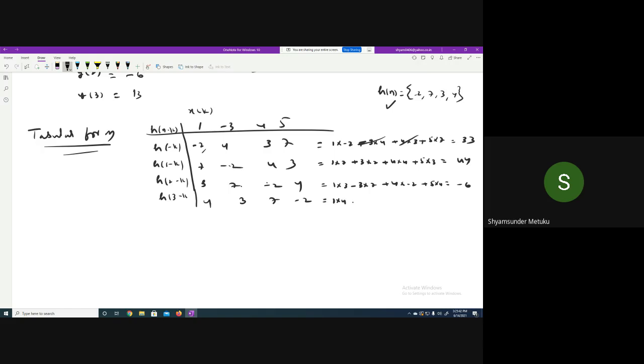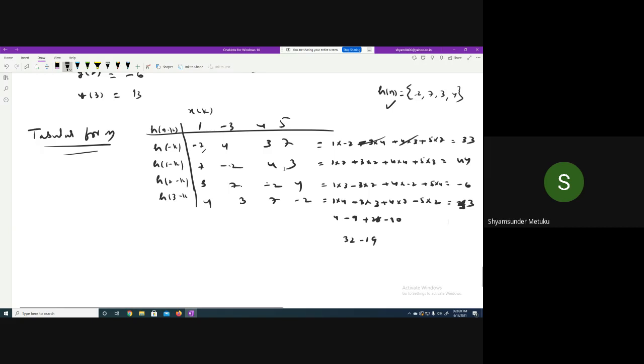So 1 into 4, minus 3 into 3, plus 4 into 7, minus 5 into 2. 4 minus 9 plus 28 minus 10. How much will it be? 32 minus 19, it is 13 only. Correct, I only made a mistake. Is it okay? Is it clear? Yes, sir.